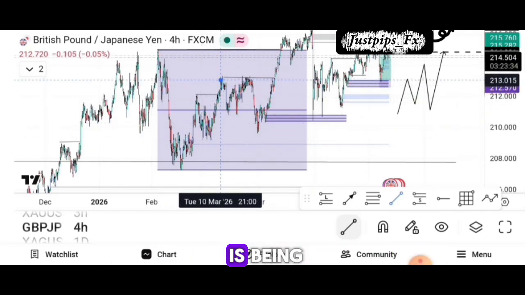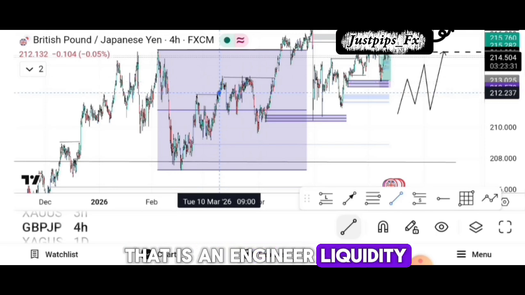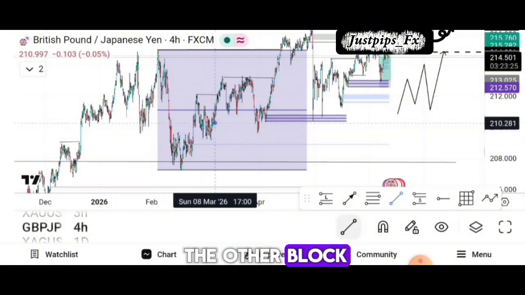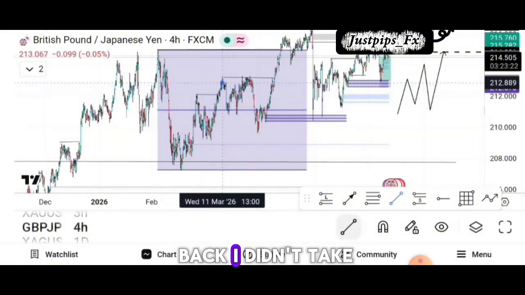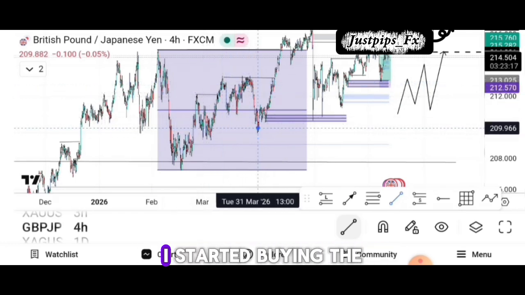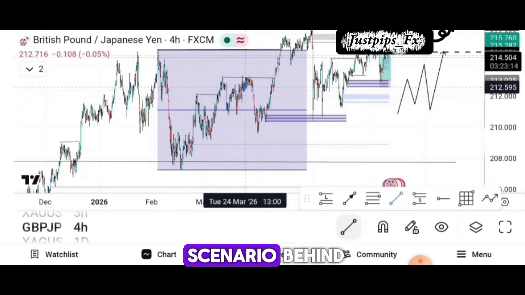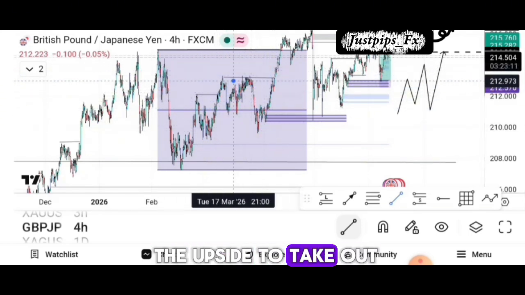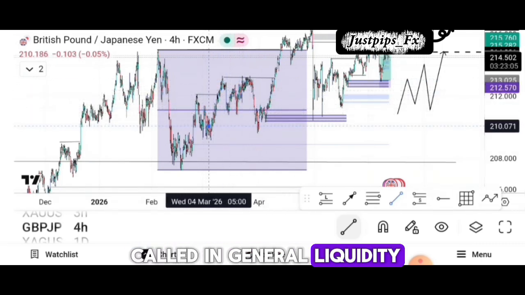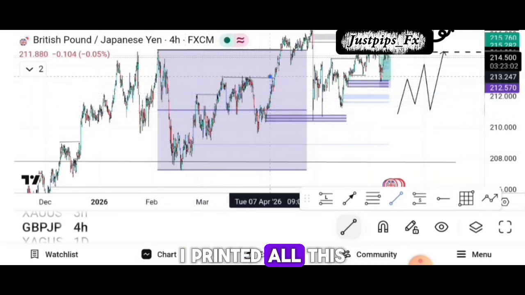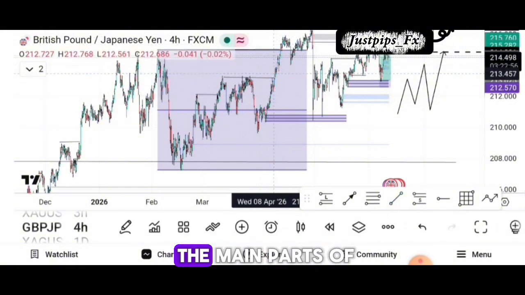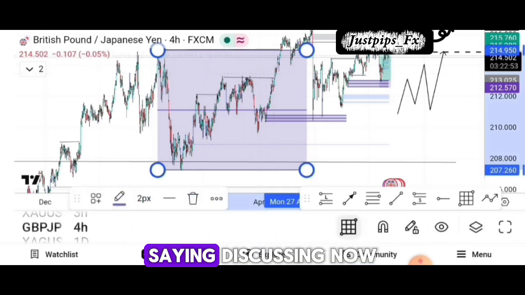How you can tell that it's engineered liquidity is that if there is a move to the upside and the market retraces, it didn't mitigate the order block, then it pulls back and takes out the previous high. That is engineered liquidity, and then it comes down and mitigates the order block, started buying. The scenario before they push to the upside to take out the previous high is called engineered liquidity. So that is basically what the market did here and printed all this buy up here. So that being said, let us go to the main part of what we are discussing.